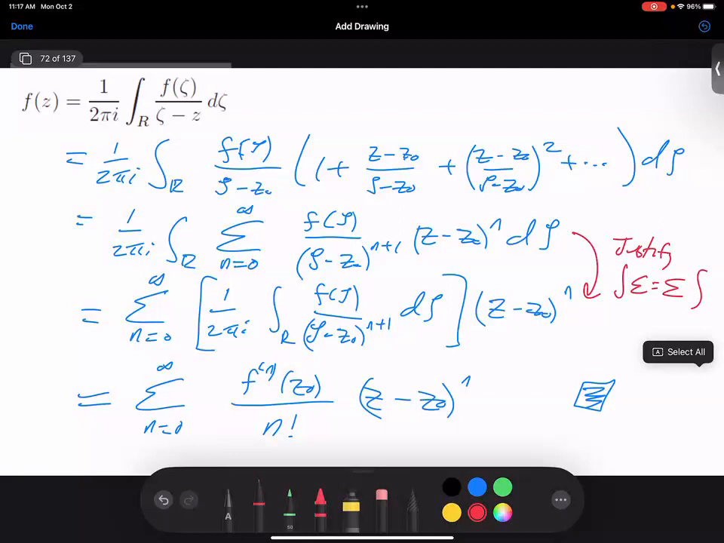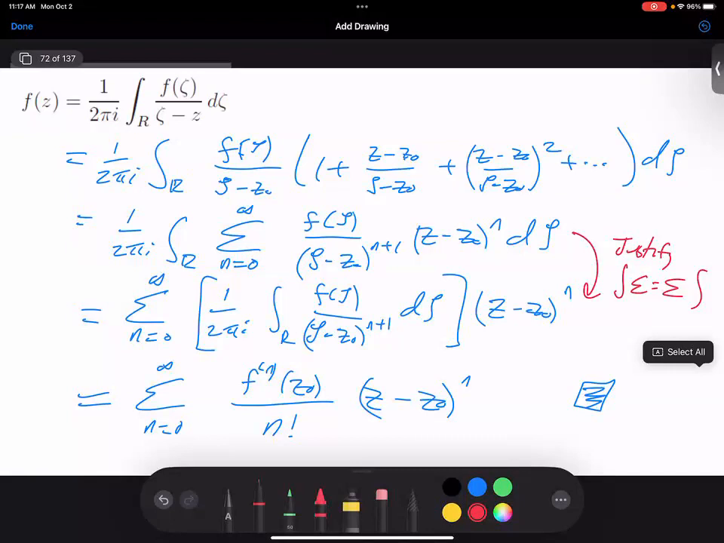Do we also have to verify that this series converges to f of z for each z in the open disk? Well, we actually know that this is f of z because we've started off with f of z equals that expression. And so we've kept the equality throughout. And so we have to just justify formally this application of Fubini's theorem. Now, one of the things that's helping us is if z is very close to z naught, then (z minus z naught) to the n is going to be very small.